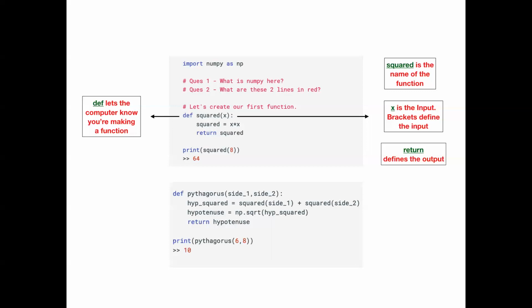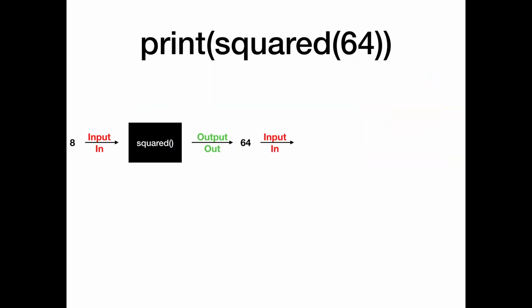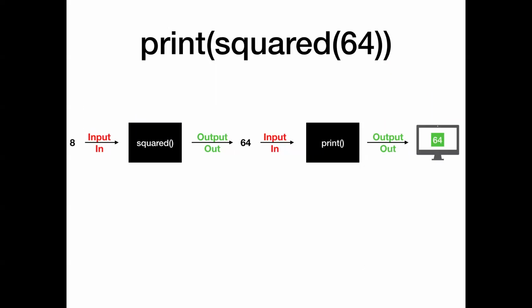Understood. Thank you. Great. So we saw this, and I just wanted to quickly explain what's going on under the hood here. You pass 8. That's the input that goes into the function squared that we defined. That gives the output 64. That goes as an input into the print function. And that's what we output, since the print function always outputs onto a screen. So it just prints out the number 64 onto your screen.